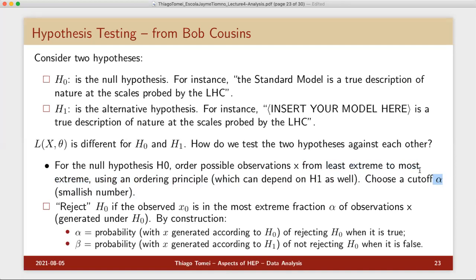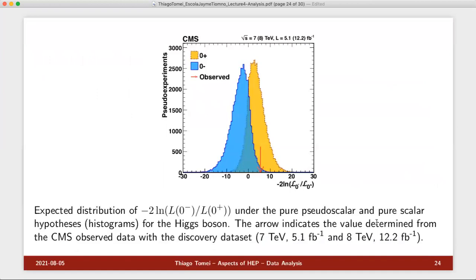So for instance, 5%. And then the key thing is that you reject the null if the thing that you actually observe is in the most extreme fraction of observations. And then by construction, alpha is the probability of rejecting the null when it's true, and beta is the probability of not rejecting the null when it is false. This is complicated. Here's the example.